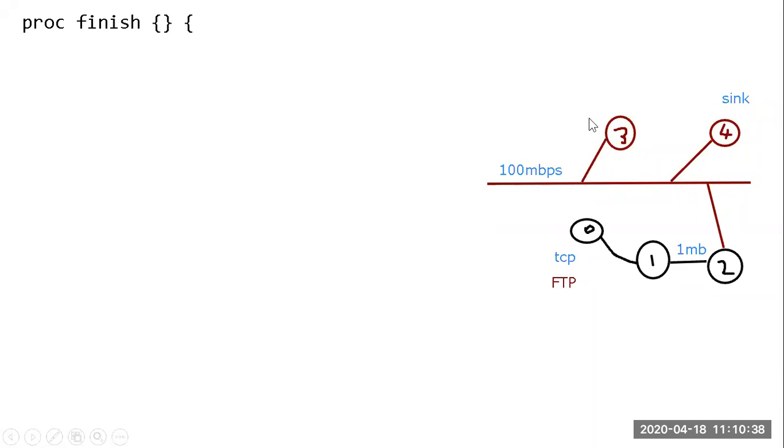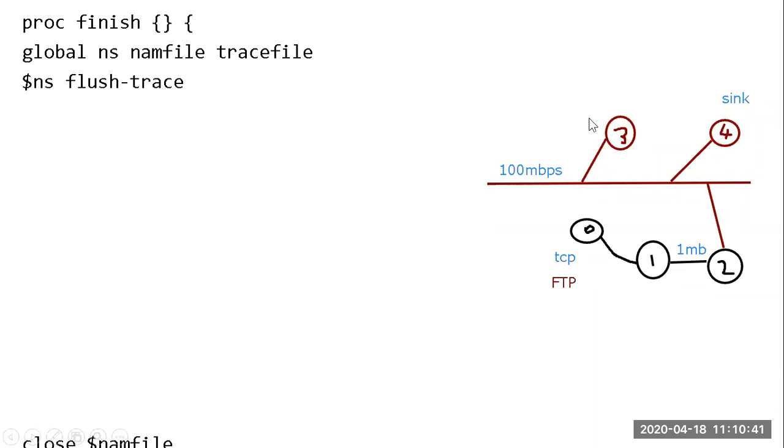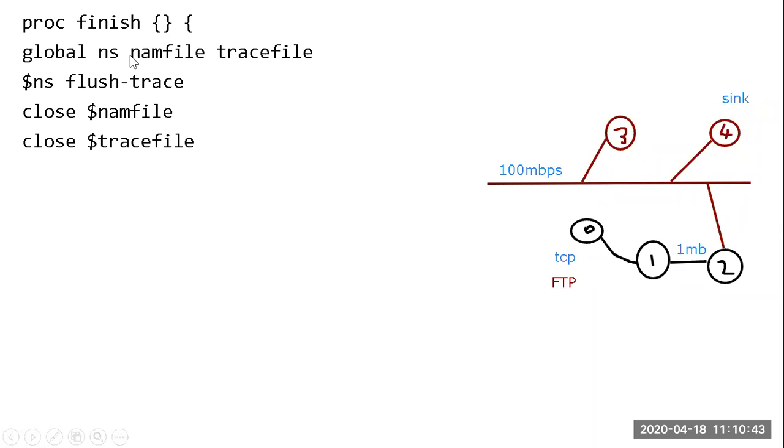Now, what happens at the end? You create global variables, the NS, NAM file, and trace file. You close, flush, and stop the trace. The NAM file you close, and the trace file also you close. And you write an AWK code just to track how many packets have dropped. You know very well AWK code has 3 portions: begin block, process block, and end block. In the begin block, we are not initializing anything.